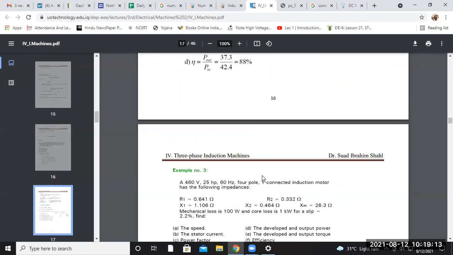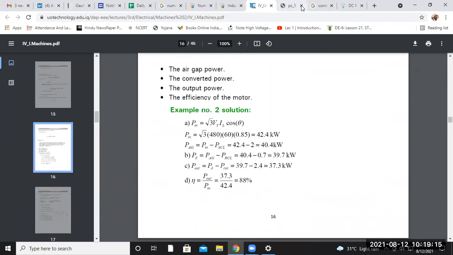There is another example related to the induction machine.